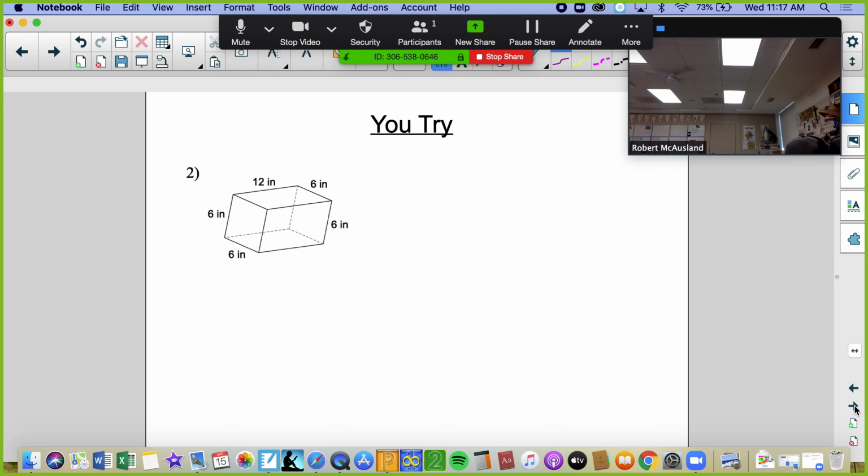So take a moment and try this. Remember, volume equals big B times H. So the first thing we have to do is find out what the base shape is, and then find the area of the base, and then multiply it by its height. So pause the video, throw in some numbers, make sure you're showing your work and being organized with your work, and when you're ready, unpause the video and see if the answer is correct.